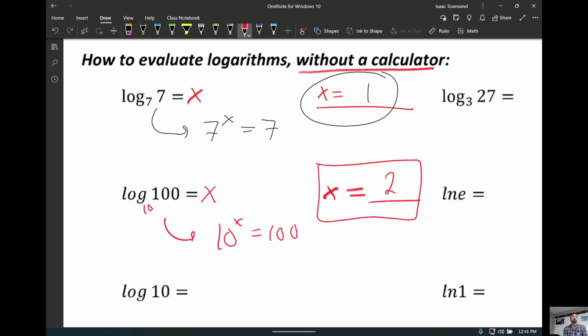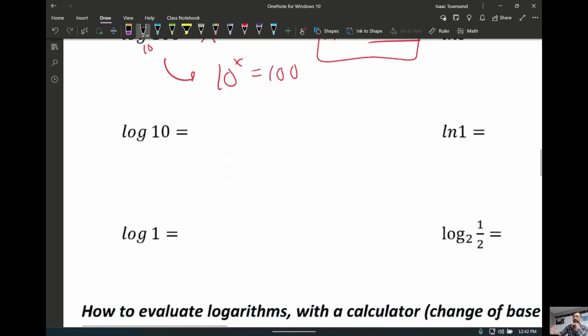So you can do that if you want to, but that's really one more step than you really need to. What I would prefer you to do, and what most math people do, is when I look at this, just phrase it this way in your head. I'm going to knock basically all these questions out in about 30 seconds. This is saying 7 to what power gives you 7, which is why the answer is 1. This is saying 10 to what power gives you 100, which is why the answer was 2. This is saying 10 to what power gives you 10. This is saying 10 to what power gives you 1? 0. Anything to the 0 power is 1.